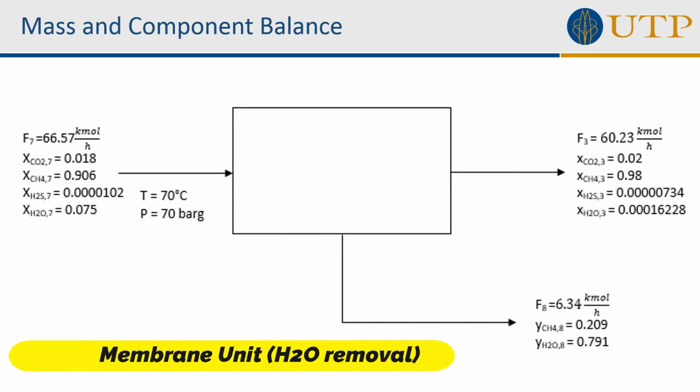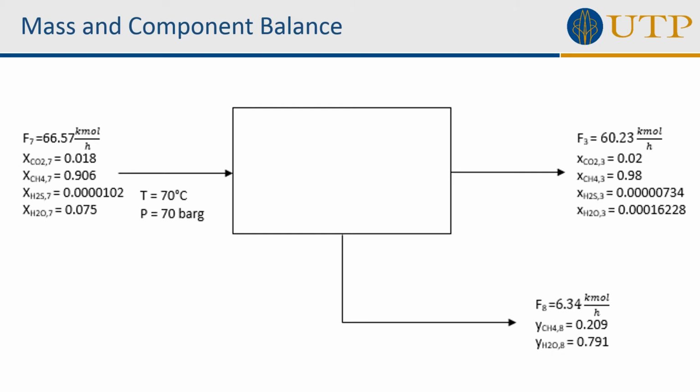In this case, the retentate stream has already been established when the overall membrane separation process was depicted at the beginning of the presentation, and the retentate stream from the previous membrane is used as the feed stream for this membrane. With the available values, the molar flow rate of the permeate stream can be calculated, and the composition of the permeate stream can be calculated via component balance.